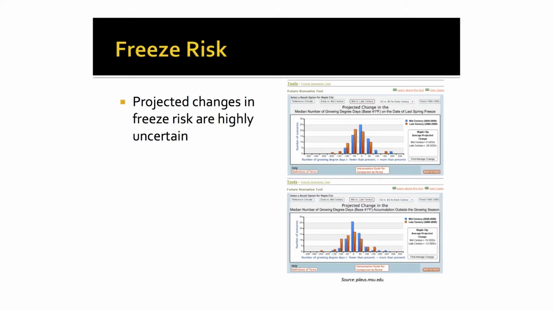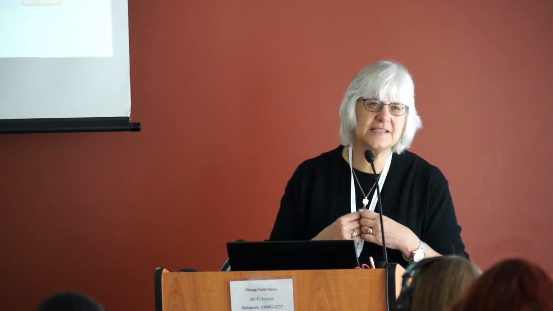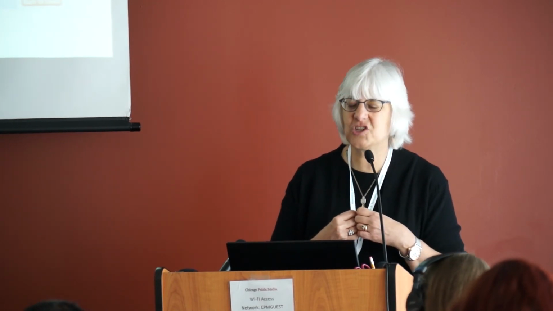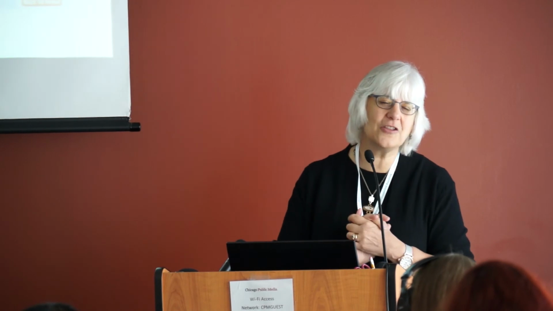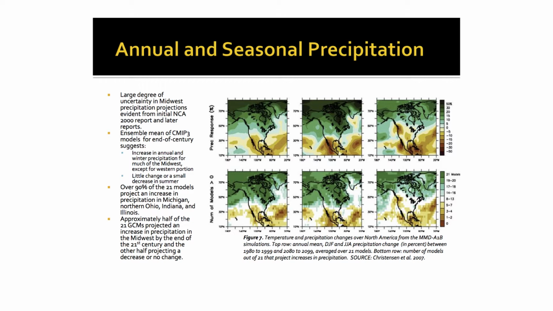One thing though about temperature is that some of the work we've done at Michigan State University on freeze risk is showing quite a bit of uncertainty. For perennial crops, for example, the amount of heat accumulation you have at the time of last spring freeze affects how sensitive the buds are to freeze damage. About half of our scenarios suggest that there would be more heat accumulation, more sensitive buds at the time of frost damage, and the other half said less. So highly uncertain there.